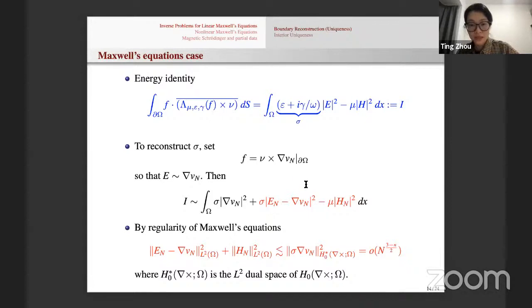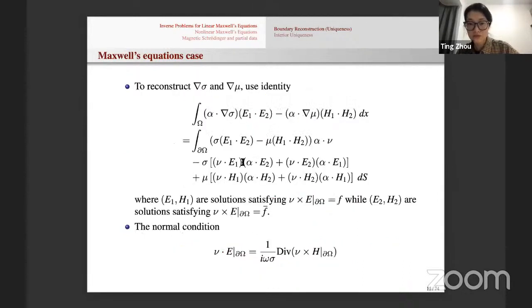Of course, this only gives you the value of the parameters on the boundary. In order to recover their derivatives, the gradient of sigma and the gradient of mu, we use a different integral identity. It can also be obtained by manipulating the values of electric fields and magnetic fields on the boundary.